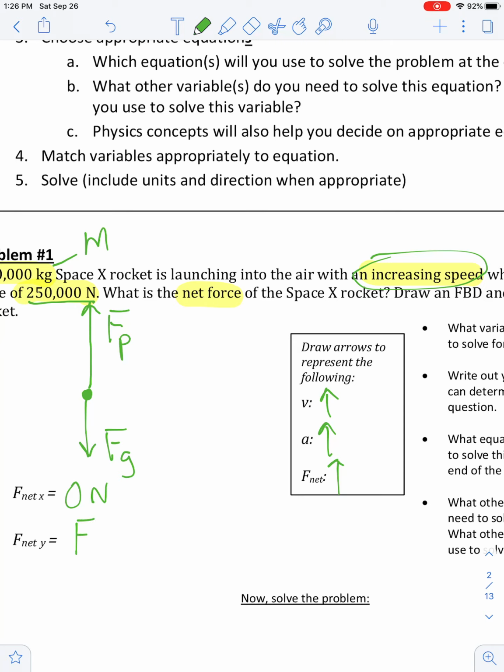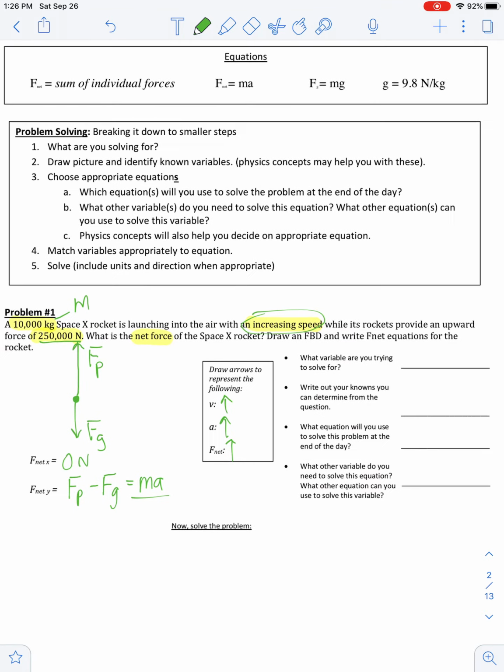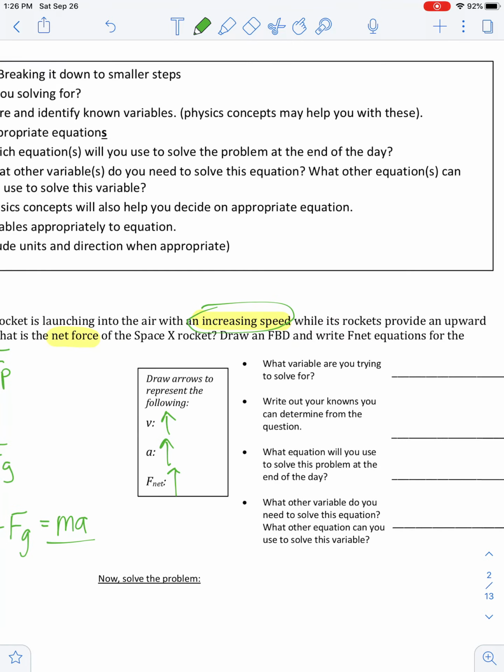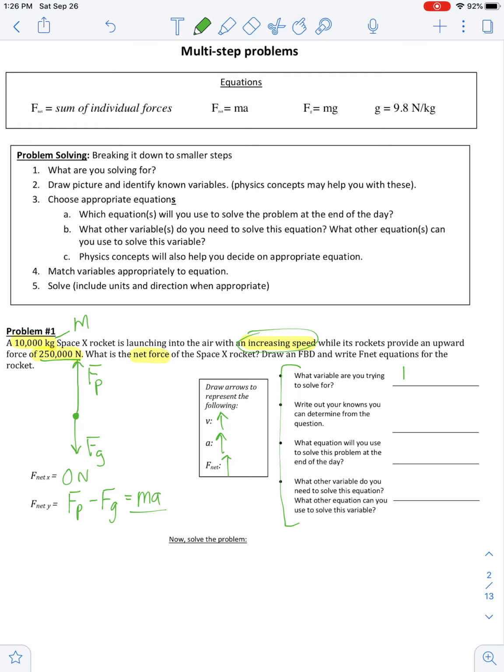F net y would be FP minus FG is equal to MA. So I don't set that equal to 0 anymore. I can set it equal to my mass times my acceleration. So the question says, what variable are you trying to solve for? These are the questions you're going to ask in your head normally, but since we're learning how to do these, we're going to put them on paper. So what are we trying to solve for? It says I'm trying to solve for F net.